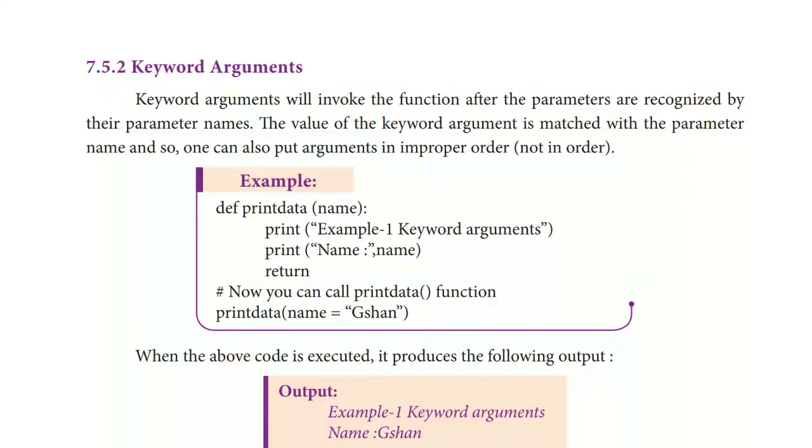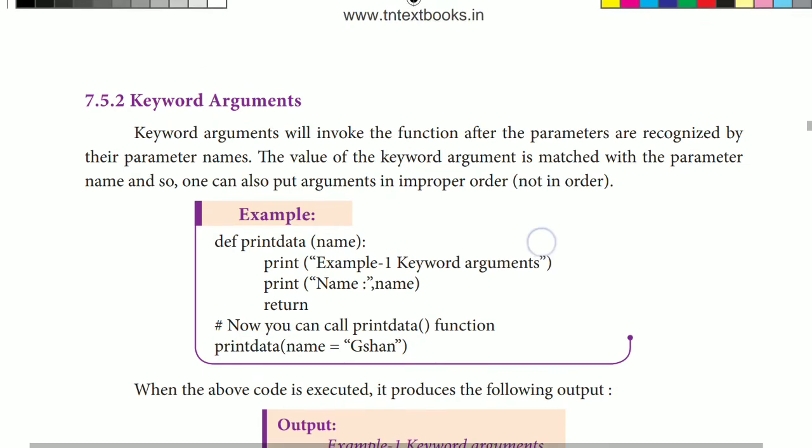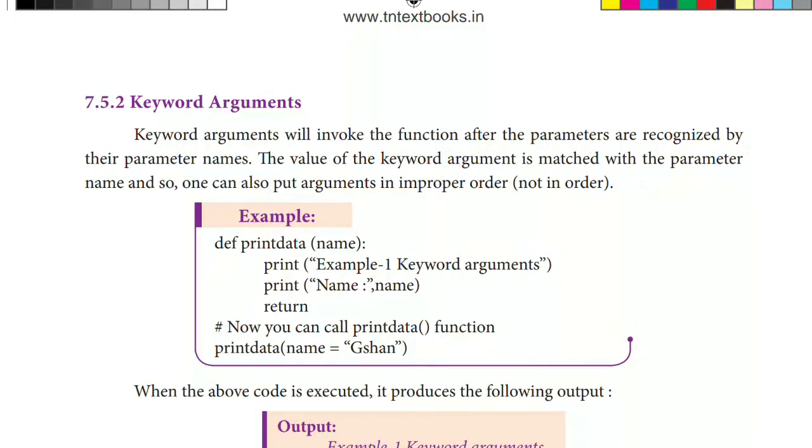Next is keyword argument. Here in keyword arguments, you can see that the exact name of the parameters can be used. The keyword argument will invoke the function after the parameters are recognized by the parameter name. The name of the keyword argument is matched with the parameter's name. One can also put the arguments in improper order, not in order. So while using keyword arguments, you can change the order also.